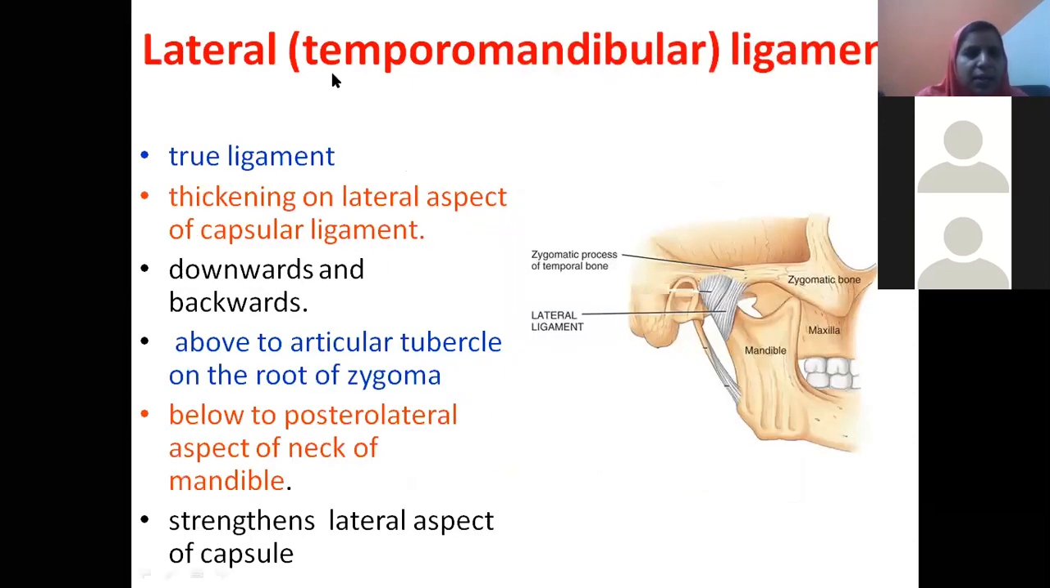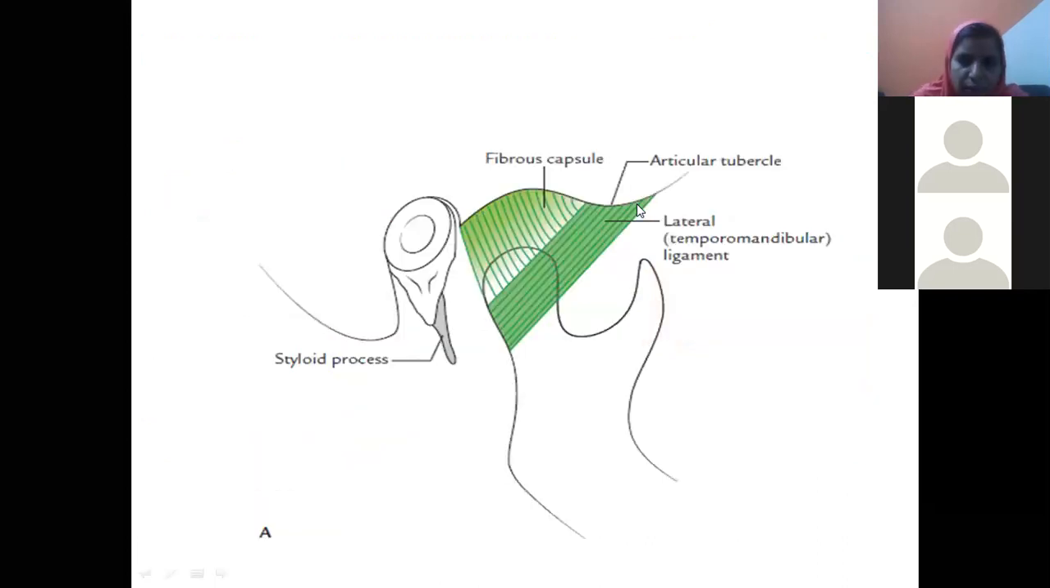Okay. So now see here, this is the lateral temporomandibular ligament. This is the true ligament, a thickening on the lateral aspect of the capsule. You will see it running downwards and backwards. From above, it is very closely related to the articular tubercle, and this is the root of the zygomatic process. Then below, it is going up to the neck of the mandible, the posterolateral aspect of the neck of the mandible. So overall, it strengthens the lateral aspect of the capsule. As such, ligaments are nothing but thickenings that you see over the capsule of any joint. So this is the lateral ligament.